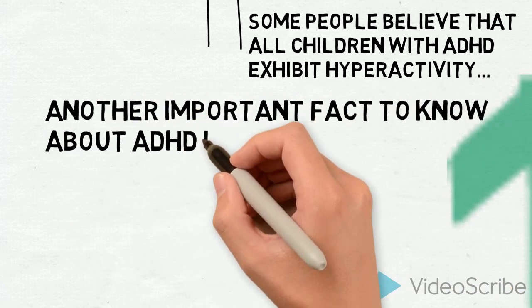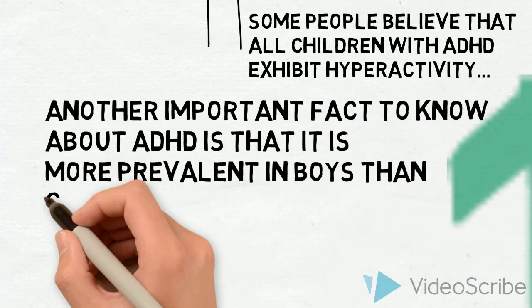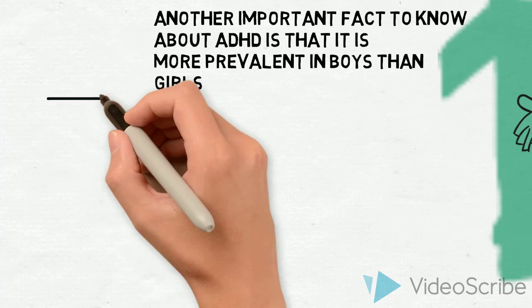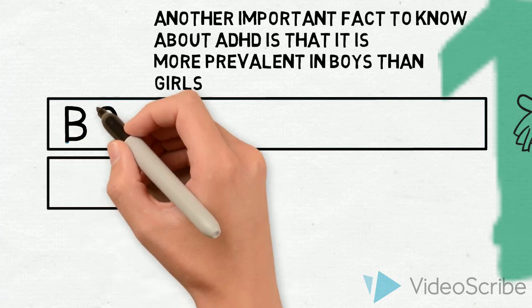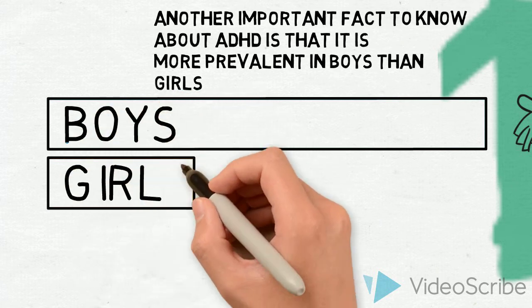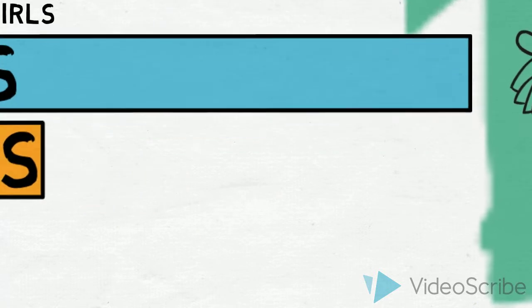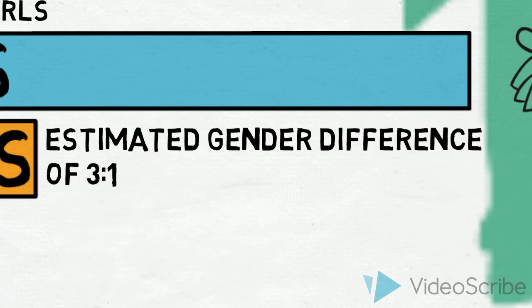Another important factor in understanding ADHD is that boys tend to be more prevalent than girls. This estimated gender difference can be seen in a 3-to-1 ratio. Let's move on to our next question.